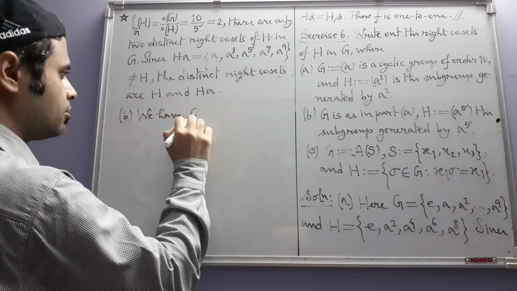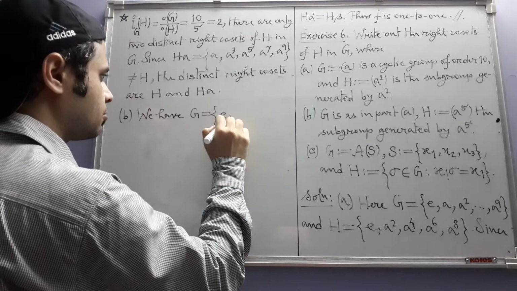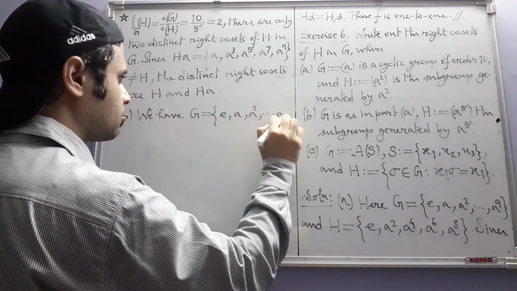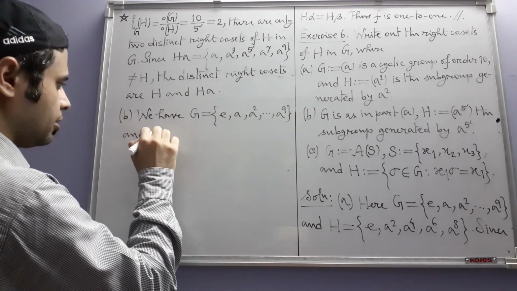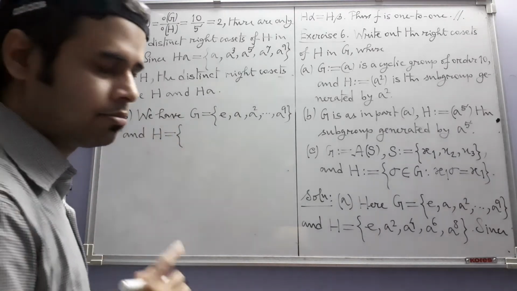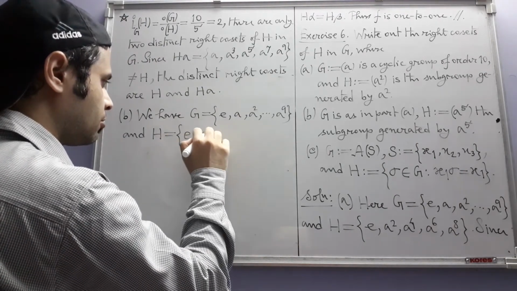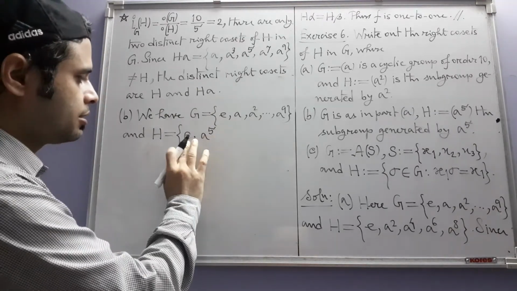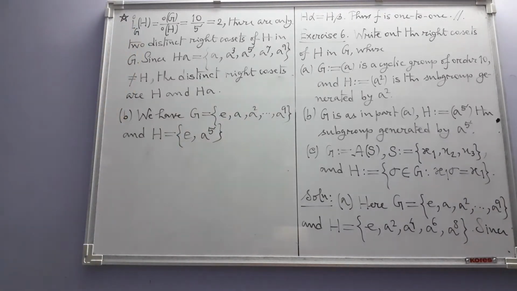Here G continues to be the same group, but H is different. H now is the cyclic subgroup generated by a to the power 5. If we take the square of this, we get a to the power 10, which is again e. So these are the only two elements of H.